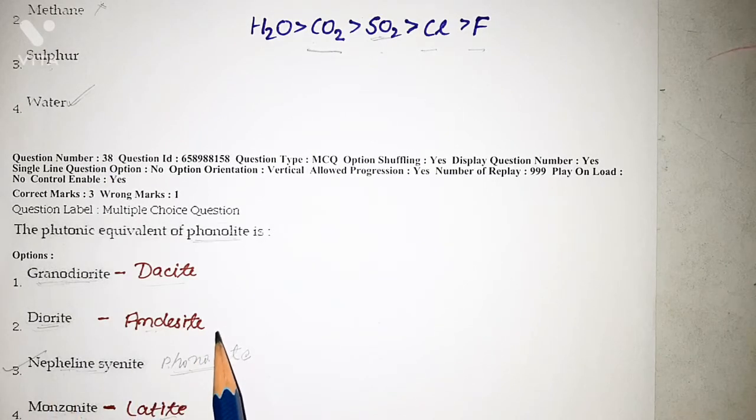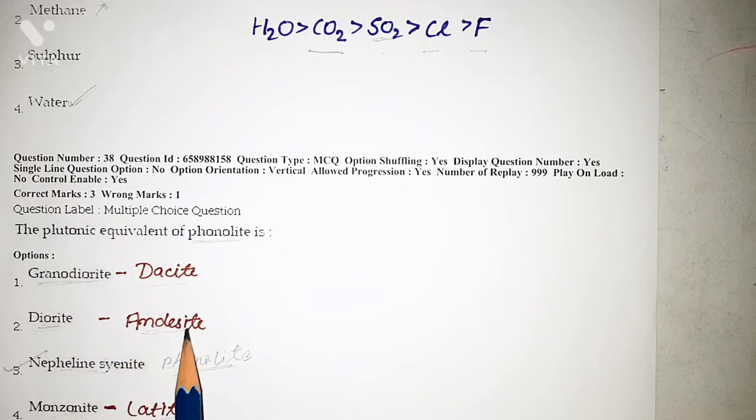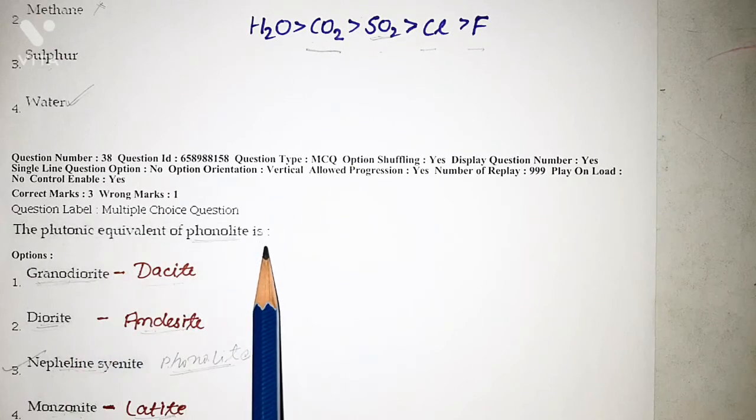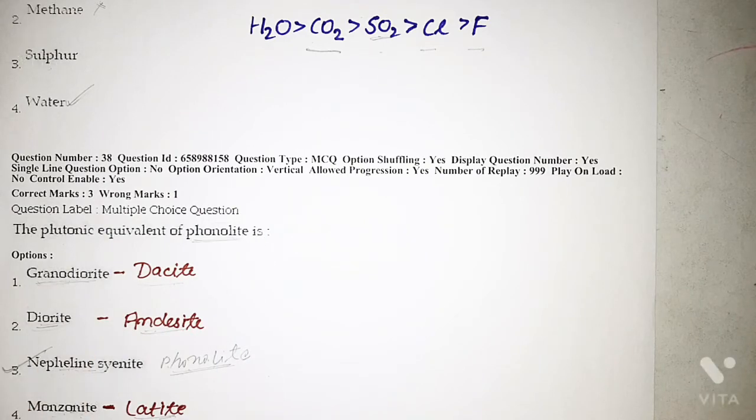Now if this question were asking about the plutonic equivalent of dacite, then the correct answer would be granodiorite. If this question were asking about andesite, then the correct answer would be diorite. And if this question were asking about the plutonic equivalent of latite, then the correct answer would be monzonite. But this question is asking about the plutonic equivalent of phonolite, so the correct answer will be nephelinsinite. Now coming to next question.